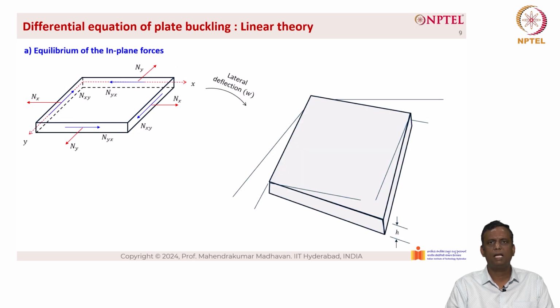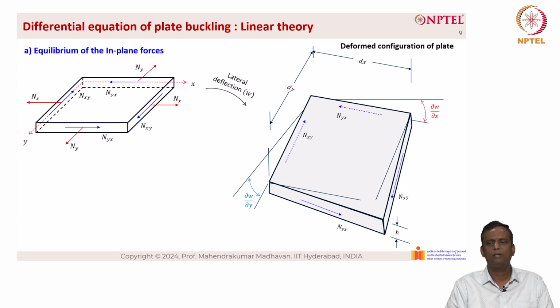So, when we have this lateral deflection W, the deformed shape is shown here on the right hand side. The slope is given as dou W by dou x in the x direction, and in the y direction it is given as dou W by dou y, and the forces are shown here, which are Nxy and Nyx, and the Nx forces. On the left hand side it has a slope of dou W by dou x, and on the right hand side, due to a small increment, it has a slope of dou W by dou x plus dou by dou x of dou W by dou x into dx.